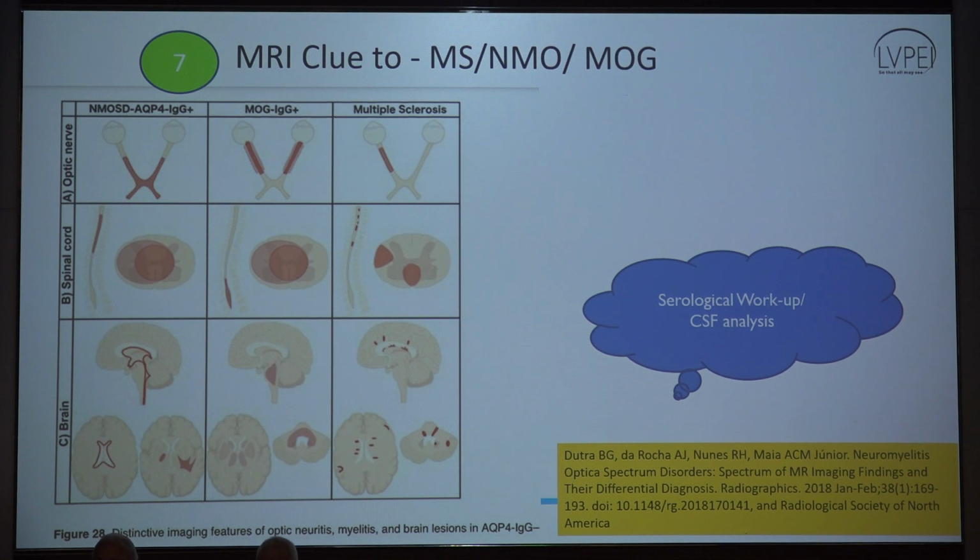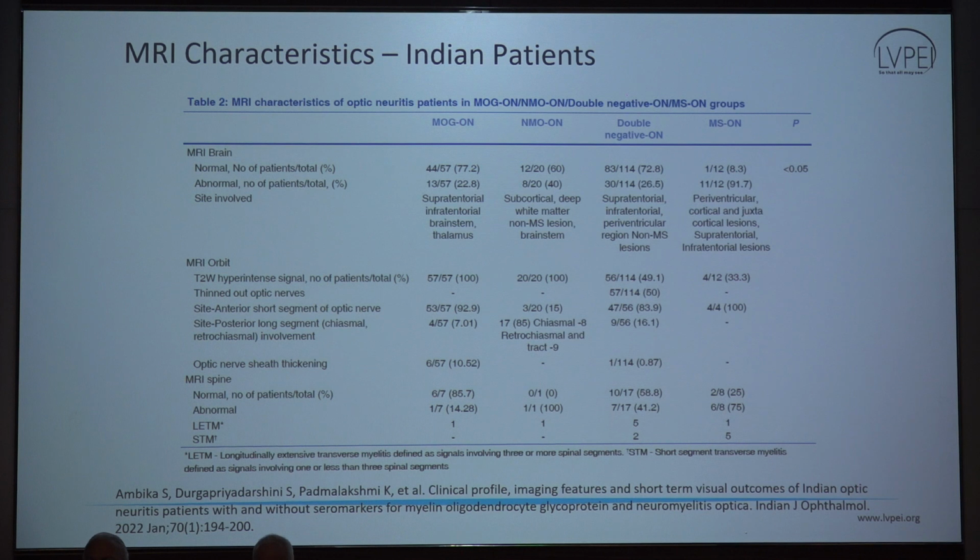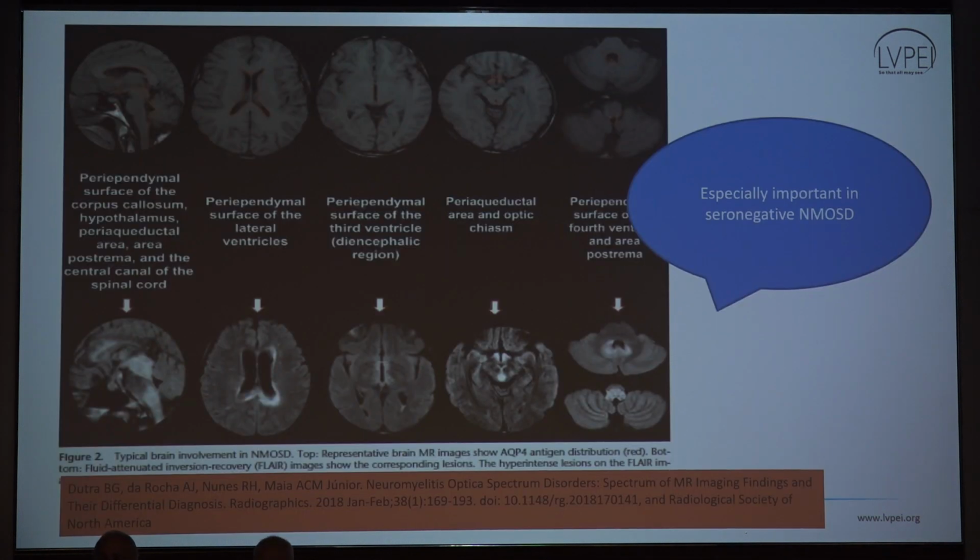Similar to NMO, we can have LETM lesions, or long transverse myelitis lesions, but they involve the sacrococcygeal area more often. And we can have big ADEM-like lesions in the brain, but they can be involving the area postrema as well. So if you keep this picture in mind, you have some clue, and then you can definitely get the serological workup based on this.